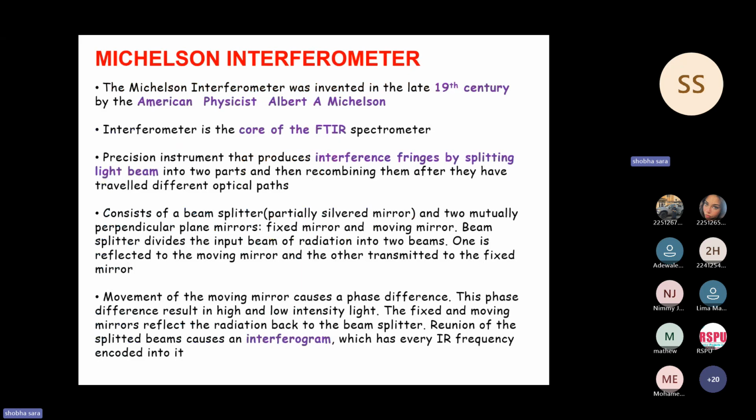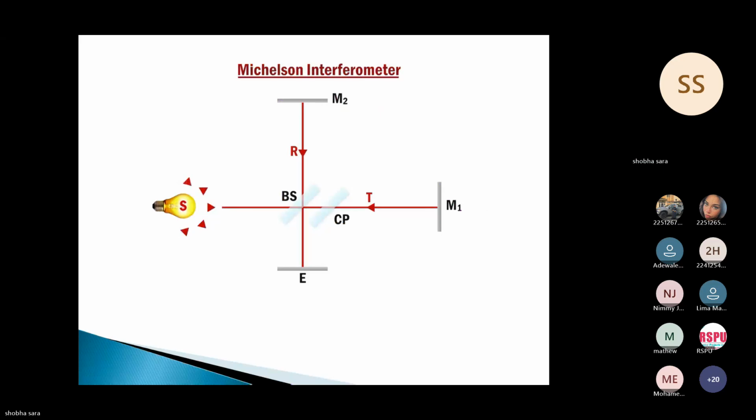So this is about the Michelson interferometer. I told you that in the 1880s Michelson developed this interferometer. In FTIR, the interferometer is the core, or we can say the heart, of the spectrophotometer, but in the dispersive one, it was the grating or prism. And let us see what happens in an interferometer. It is a really important thing in a spectrophotometer, in FTIR.